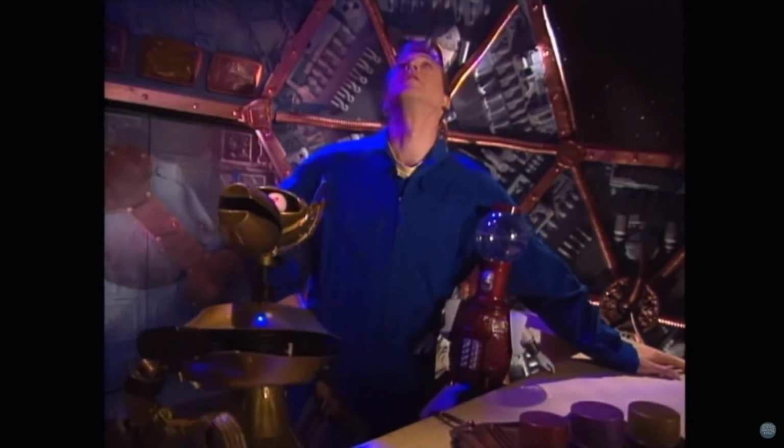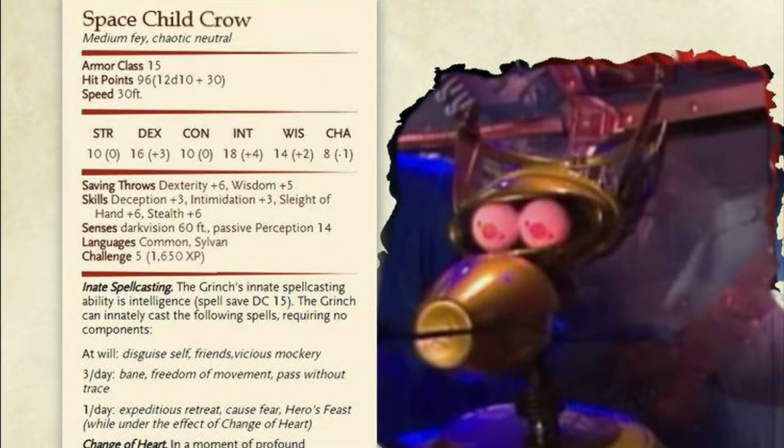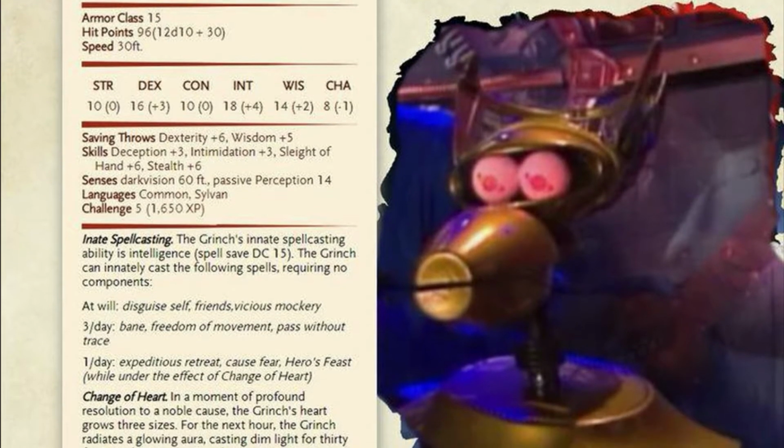Level 1. Space Child Crow. In the opening segment, we're introduced to the highest level in the hierarchy, and it's all about Space Child Crow, sent by the Supreme Leader to enslave all.